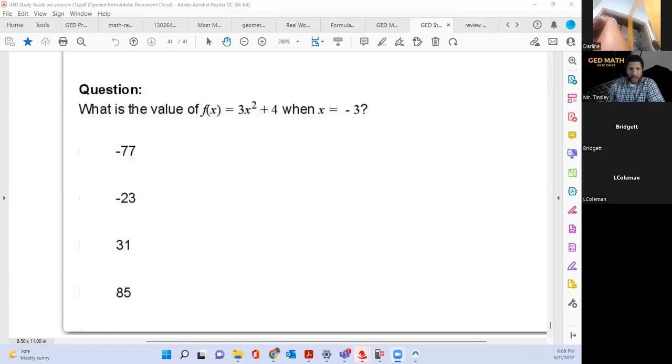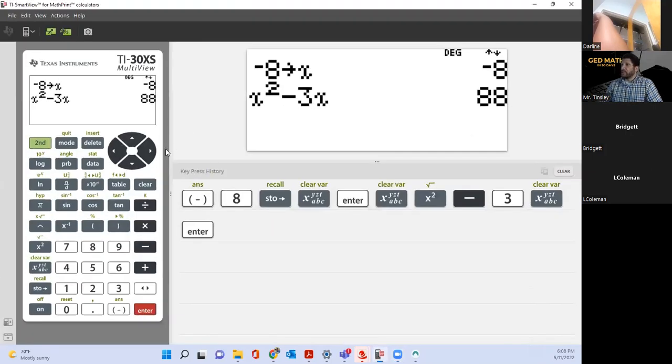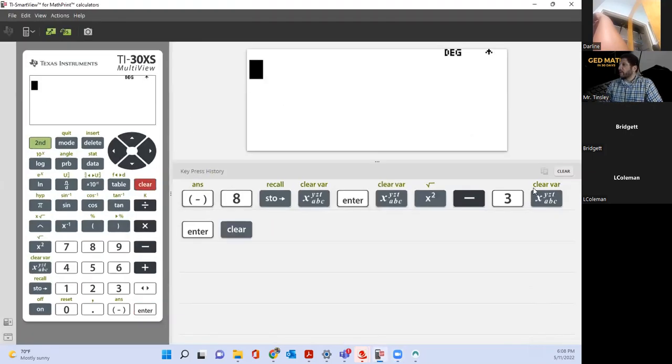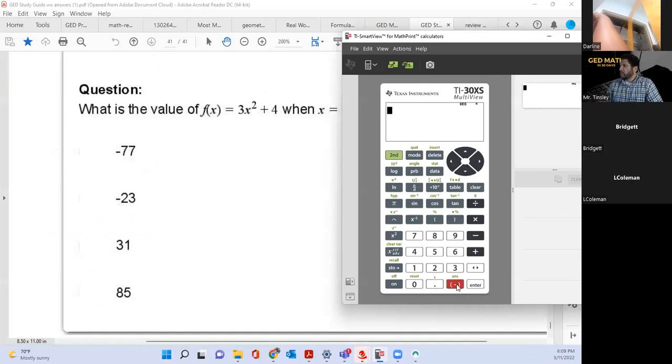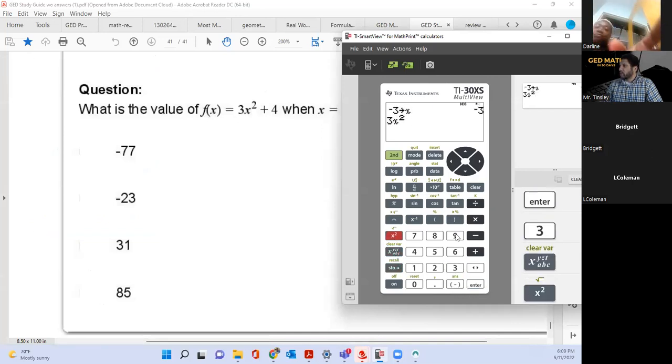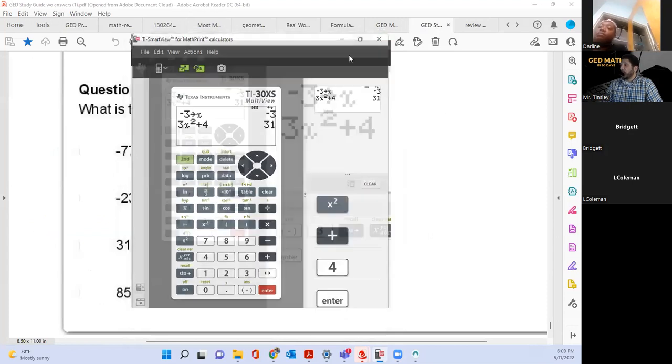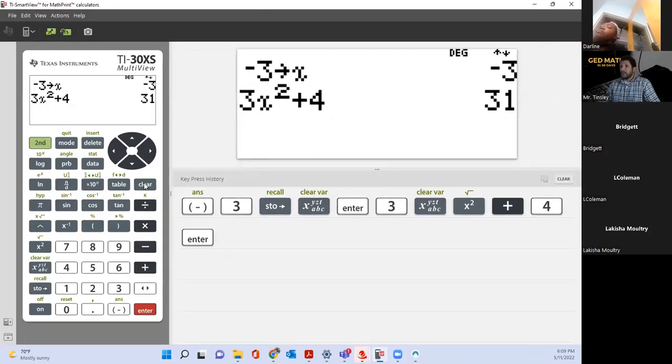I think everyone has it right. 31. Okay. Now, using your calculator, let me just show it real quick. I'm going to clear everything out. And when x is -3, so -3, store x, enter, 3x squared plus 4. 31. Now you should have been able to do that in seconds. Hopefully you were able to, but that will come with practice.